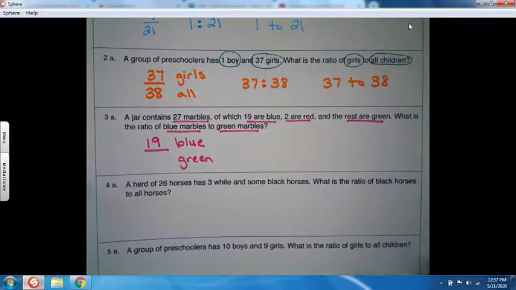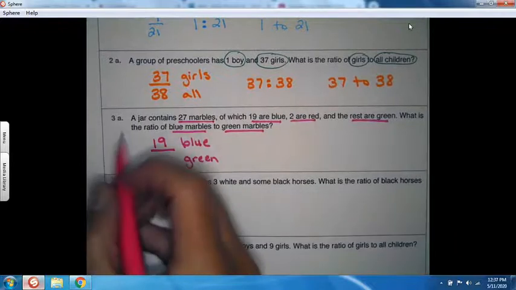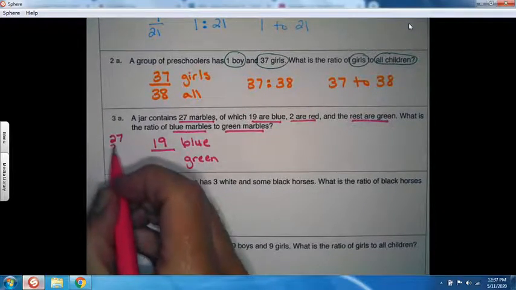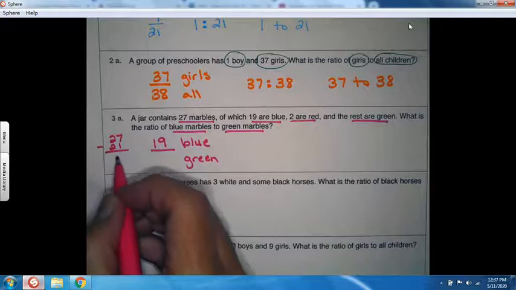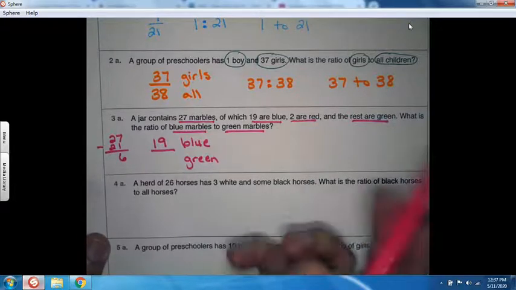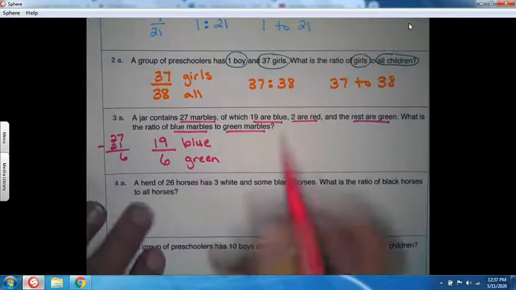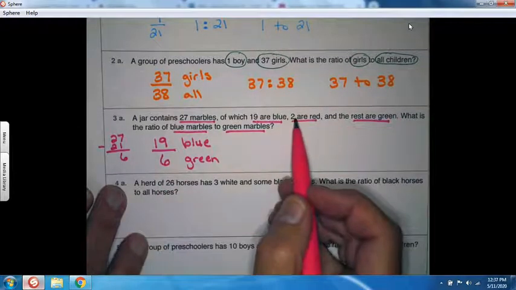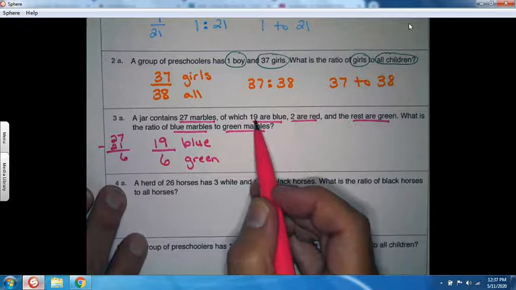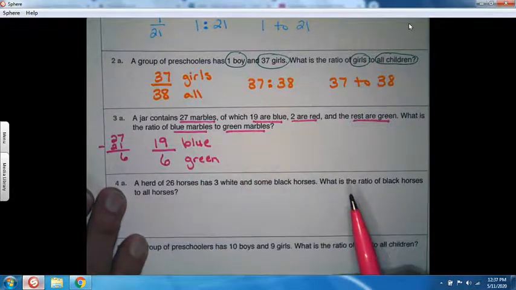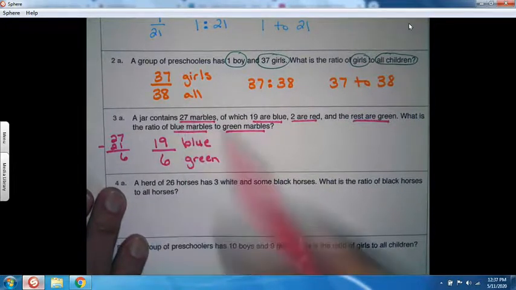So we have to subtract, right? So 27 minus 21 is 6. So that's how many green marbles we have. Now if you need to check that, just add the 6 to the 2, that's 8. 8 and 19, 27. So that gives you your 27 marbles.